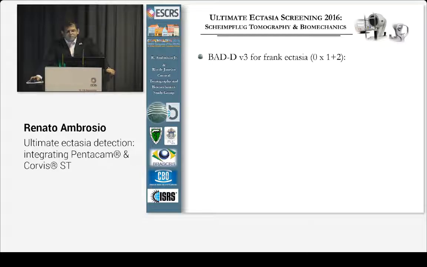Just an overview of this population. If you see the D, it's very good for frank ectasia. If you have the normals versus the keratoconus and the ectatic eyes, the sensitivity and specificity is very good. The cutoff value is about 1.95, and this is good.